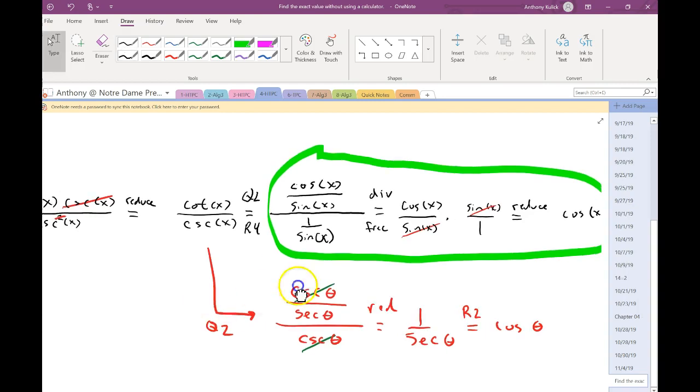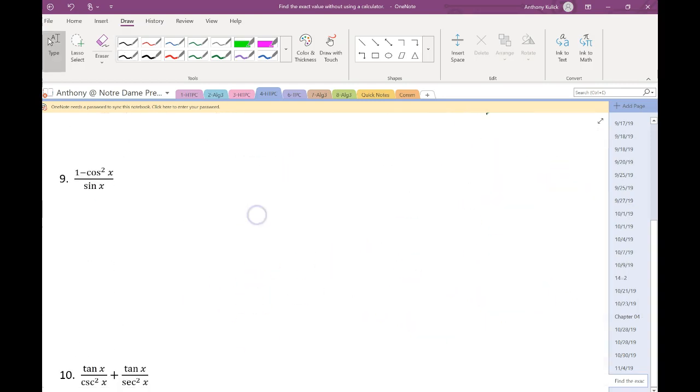Okay. Let's go down and do number 9 then. Let's look at number 9. Is there any algebraic thing to do? No. So I'll probably look for an identity.